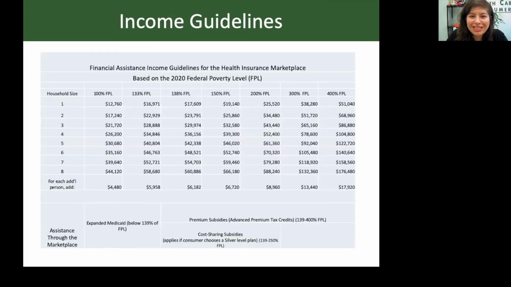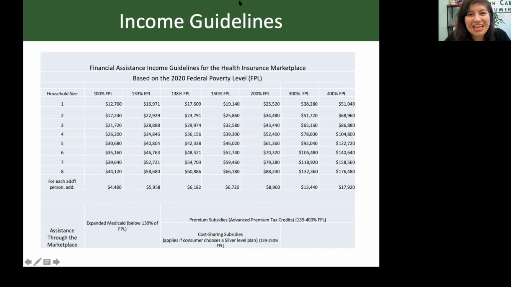And you can actually see here, we've been talking a lot about these percentages at these federal poverty levels. And so you can see what that looks like for 2020. Healthcare.gov, even though you're choosing a plan for 2021, uses 2020 federal poverty levels to figure out how much of a subsidy you're eligible for.